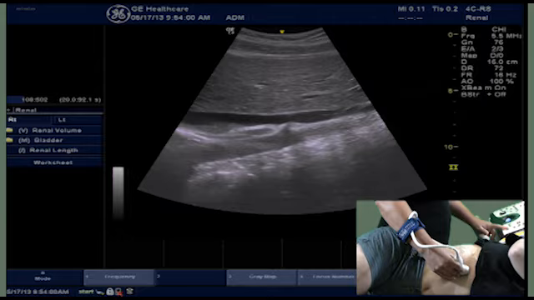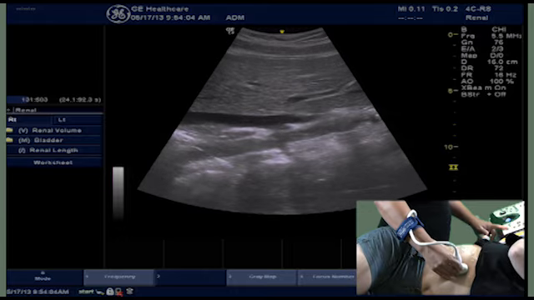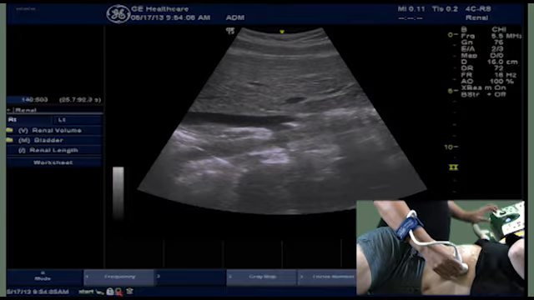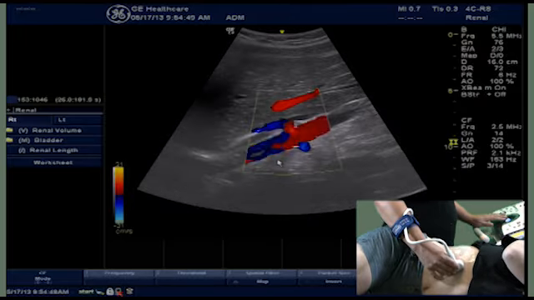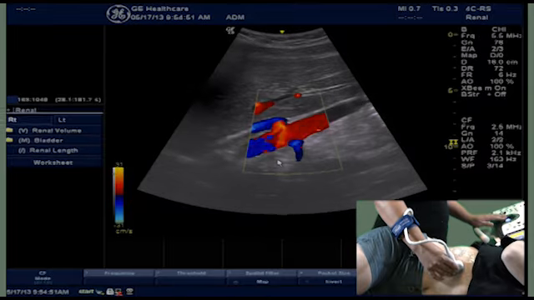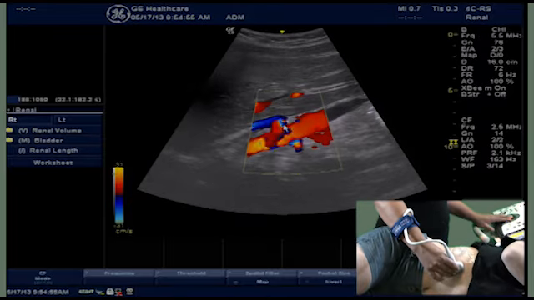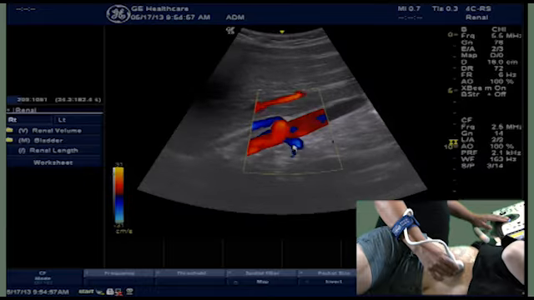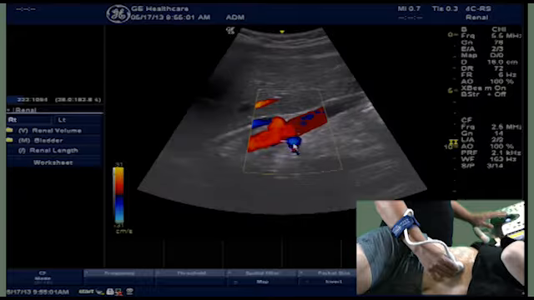Here you can see the origin of that right renal artery, and with a slight rotation of the probe, I'm also able to appreciate the origin of the left. Now, placing on color, we're able to appreciate the origin of both the right and left renal artery coming off, peeling off of the aorta, the banana peel sign.